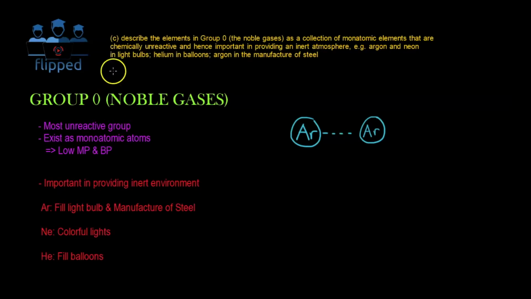So today we are on noble gases, also known as group 0. Group 0 elements are very unreactive. They exist as monoatomic atoms, in the case of argon here, and they have low melting and boiling points.